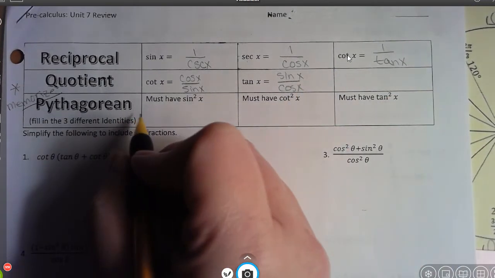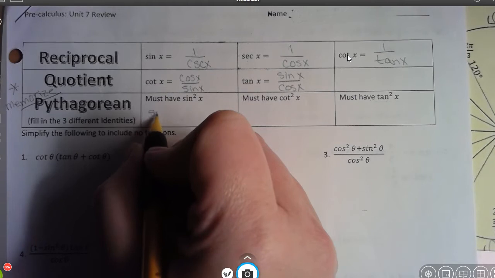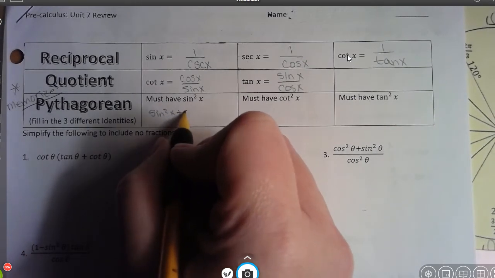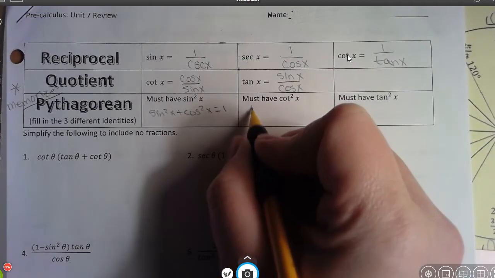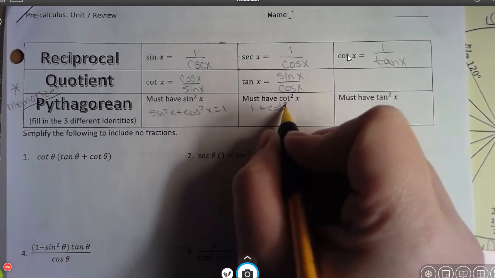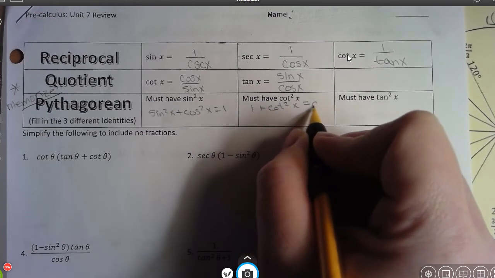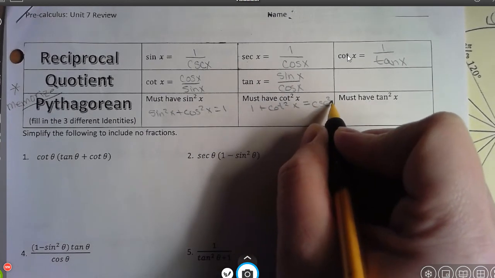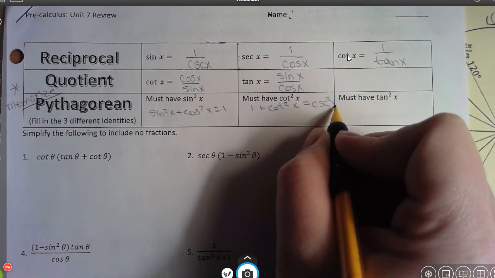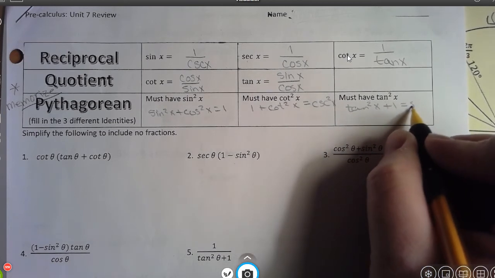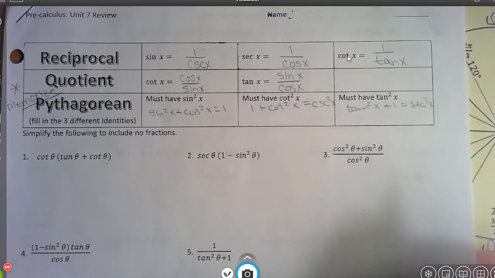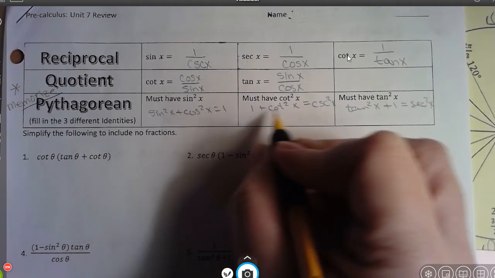The first Pythagorean identity is sine squared x plus cosine squared x equals 1. 1 plus cotangent squared x equals cosecant squared x, and tangent squared x plus 1 equals secant squared x. Now, all of these can be rewritten in another way.